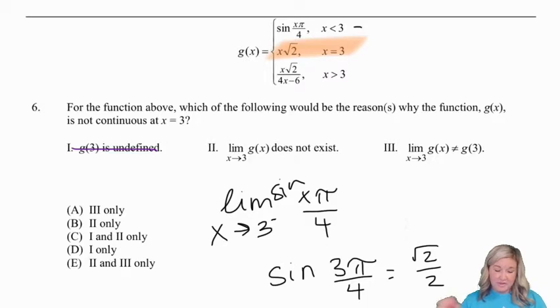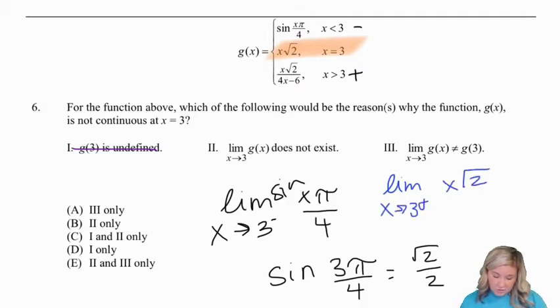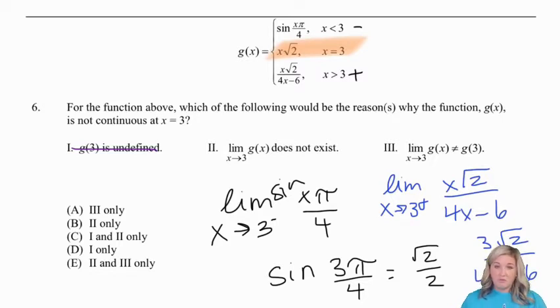And then I need to make sure that as x approaches 3 from the right, I plug in 3 to this function. So this is the limit as x approaches 3 from the right of x square root of 2 over 4x minus 6. This is going to be 3 square root of 2 over 4 times 3 minus 6. So it's 12 minus 6, which is 6. So I have 3 square root of 2 over 6. That reduces, since 3 over 6 is 1/2, to square root of 2 over 2.